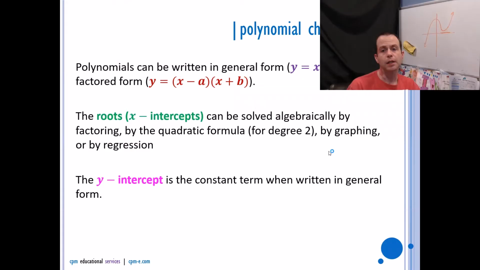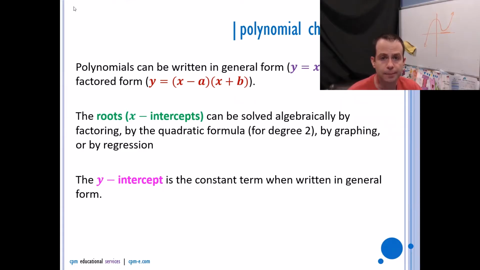Factored form looks like that red one I gave you there, y equals bracket x minus a and bracket x plus b. Each of those factors would tell you what x-intercepts you have. So the roots, or x-intercepts, can be solved algebraically by factoring. We could also use the quadratic formula, which we will review, by graphing or by regression, and we're going to do all 4 of those together, okay?